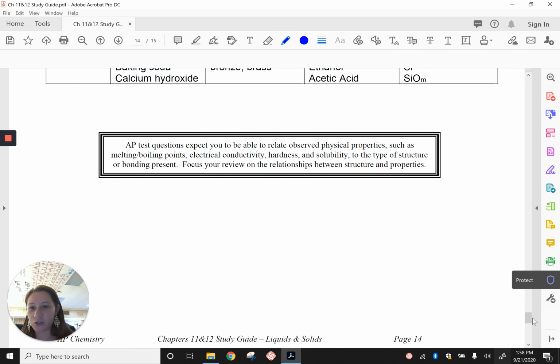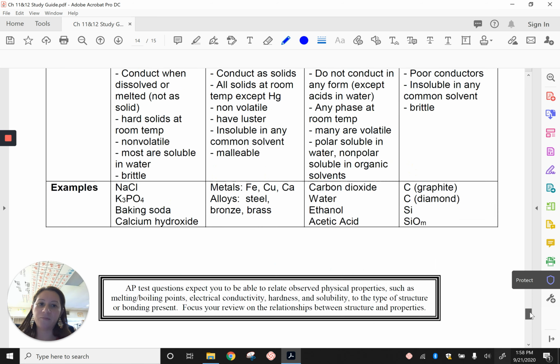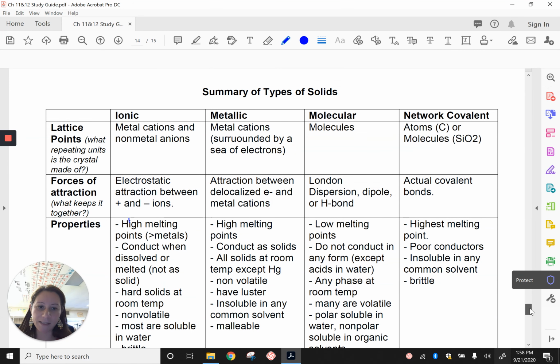And the last box here says AP test questions expect you to be able to relate observed physical properties such as melting points, boiling points, electrical conductivity, hardness, and solubility to the type of structure or bonding present. So you want to focus your review on the relationship between the structure and the properties. For example, when you talk about molecular solids, why do they have such low melting points compared to the other ones? That's because the attractions between your particles are much weaker.